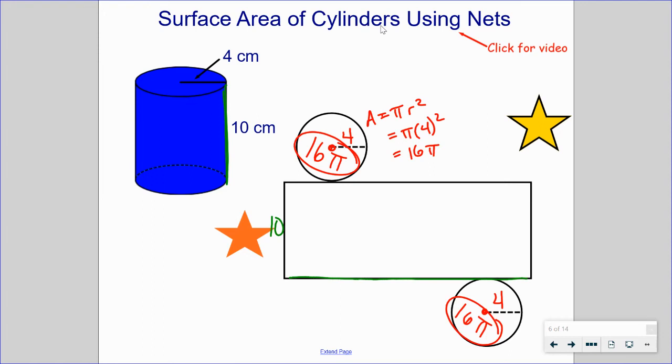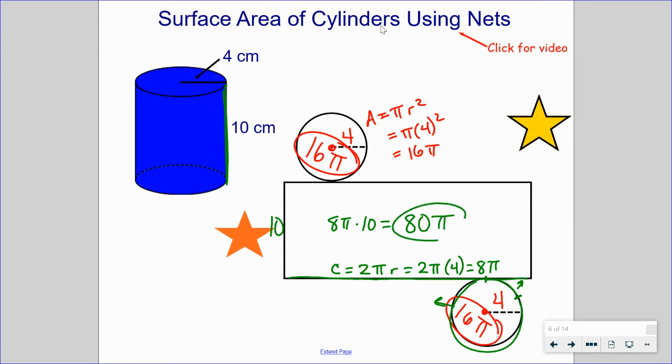Well, if we recall, if you were to split this up, it would be the circumference of that circle, which is 2 times pi times 4, which is 8 pi. So if we multiply 8 pi times a height of 10, we'd get 80 pi units.